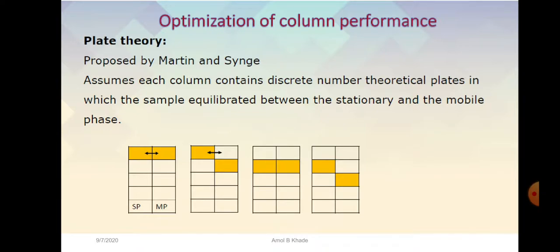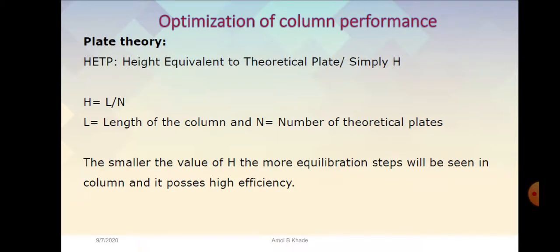So if I have, let's say, 5 theoretical plates in one column and in the other column I have 10 theoretical plates, obviously the column with 10 theoretical plates will be much better for the separation. So the resolution will be better in the second column, which has a higher number of theoretical plates. This concept is called HETP, that is height equivalent to theoretical plates, which is also simply referred to as H.